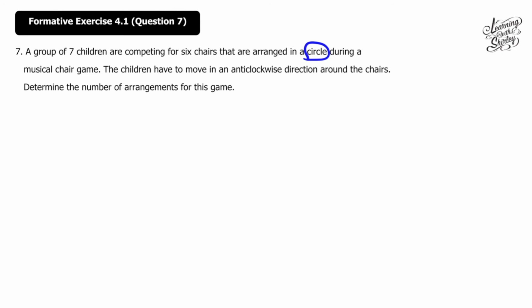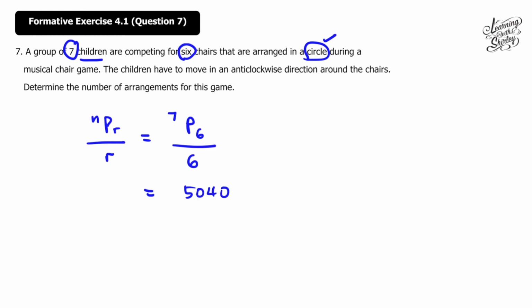So first you see here, children. The children are identical objects and they are moving in a circle, which means that the formula is nPr over r. Here we have 7 children, which means n is 7, and there are 6 chairs. So 7P6 over 6, because r is 6. 7P6 is 5040, and then over 6, and the answer is 840 ways. That's the answer.